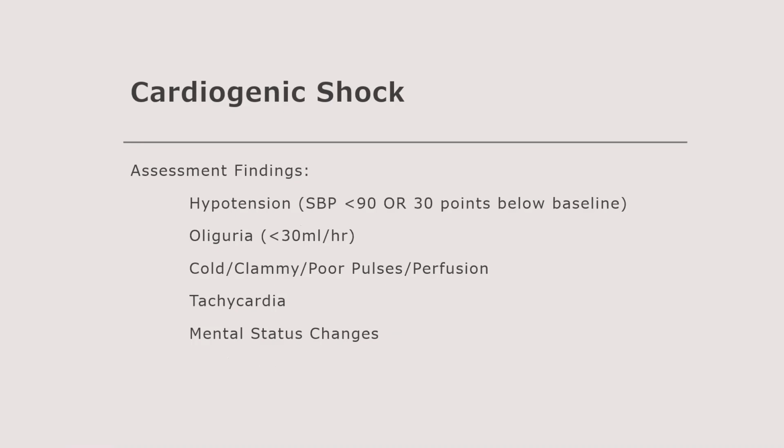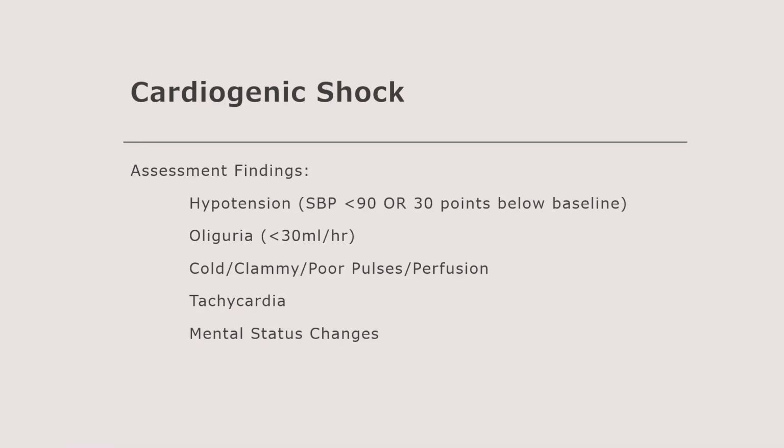So again, that's coming from the foundation that a systolic blood pressure should normally run 120. 120 minus 30 would be 90. So anything less than that. But of course, if your patient's baseline is 140 systolic, we'd be concerned about anything less than 110.